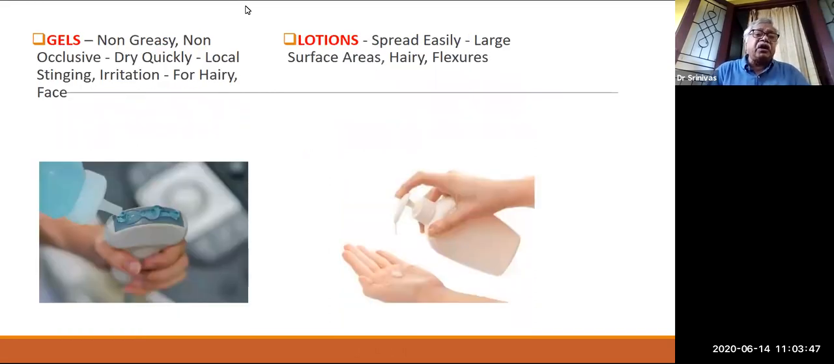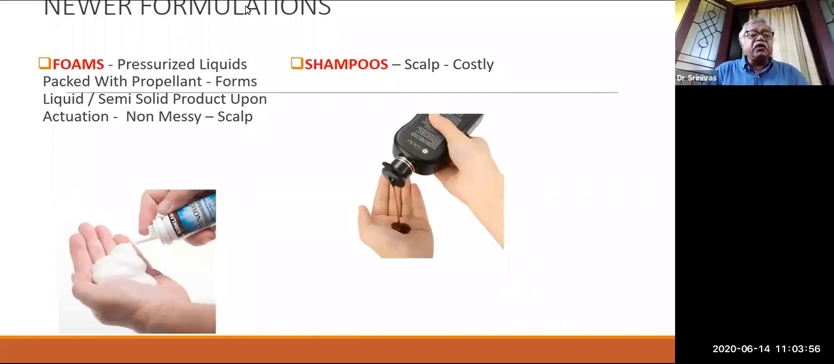Gels, of course, are non-greasy and can be applied over hairy areas. Lotions are much thinner and spread over large areas. Then, of course, there are newer formulations: foams, which are under pressure. Again, these can be applied over hairy areas and over large areas. And then there are shampoos.